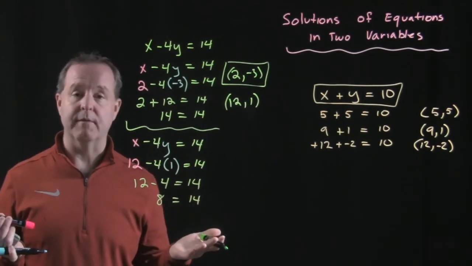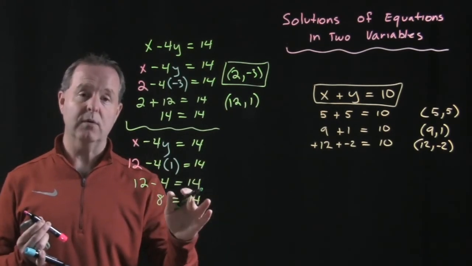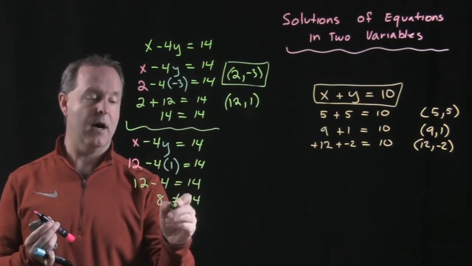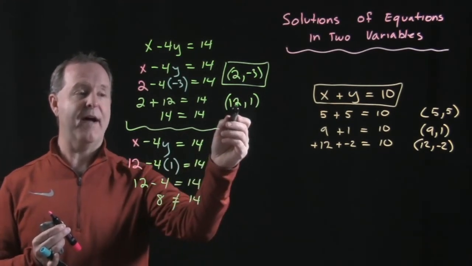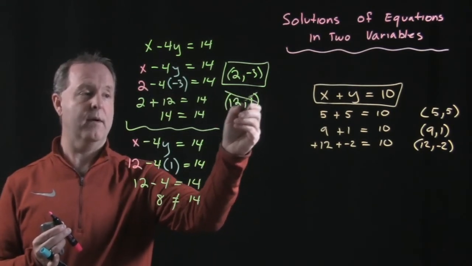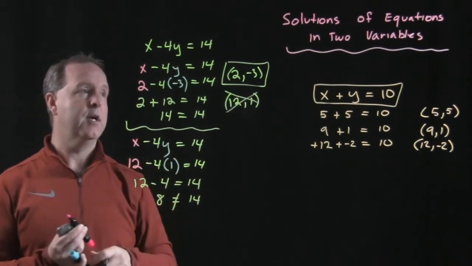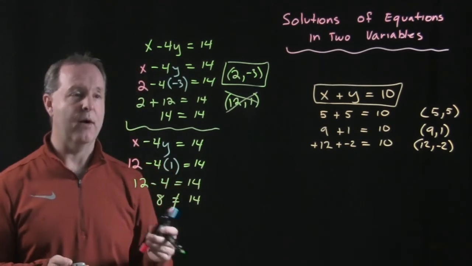Now here comes a moment of truth. Are those equal? Is that a true statement? It is not. 8 does not equal 14. So because of that, I know my values 12 and 1, that coordinate point, is not a solution to this particular equation that we had here.